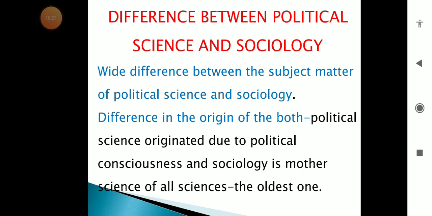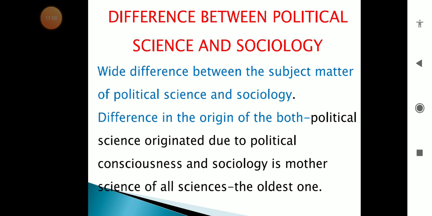Difference between political science and sociology. There is a wide difference between the subject matter of political science and sociology. If we talk about sociology, it includes everything in it. Whatever social activity, whatever activities are done in the society, man as a social being does in the society, all the activities are dealt with here, right? It deals with the origin, nature, organizations, functions, and mutual relationship between individual and society, whereas political science deals with political activities and behavior only.